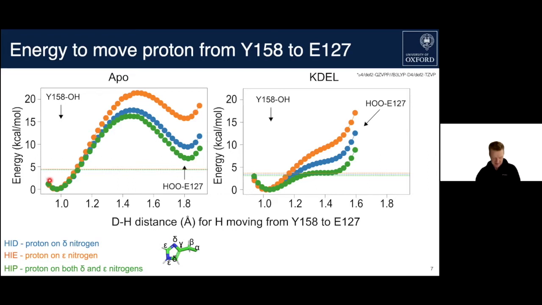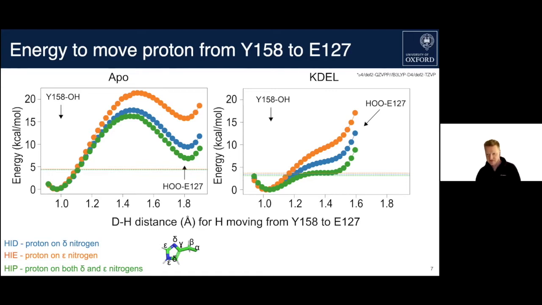And you can see for the apostate, the graph looks like there's a steep barrier, there's a well here, and then there's a steep barrier, and then you enter another well down here as well. This barrier here is pretty high, so 15 to 20 kcals, and that's pretty consistent with previous reports of this kind of process.